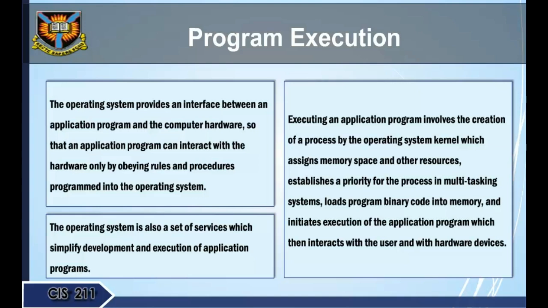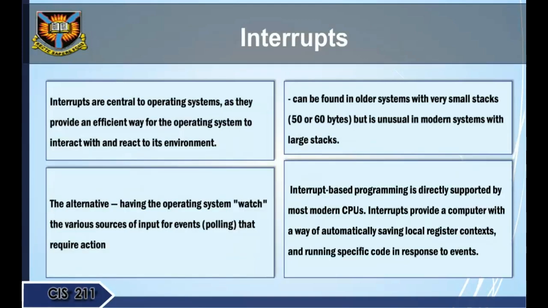Executing an application program involves the creation of a process by the operating system kernel, which assigns memory space and other resources, establishes a priority for the process in multitasking systems, loads program binary code into memory, and initiates execution of the application program, which then interacts with the user and with hardware devices.